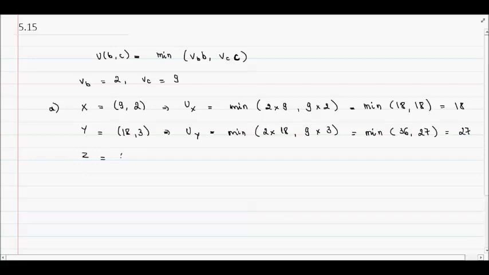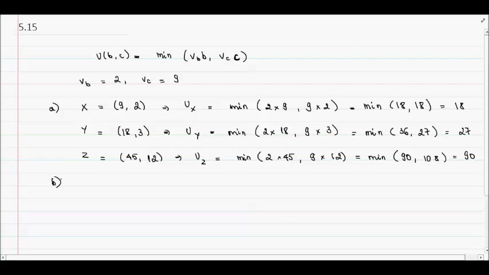And bundle Z includes 45 units of B and 12 units of C. So the utility corresponding to bundle Z is the minimum between 2 times 45 and 9 times 12. Okay, so 45 times 2 is 90, and 9 times 12 is 108. So that is going to give you 90.